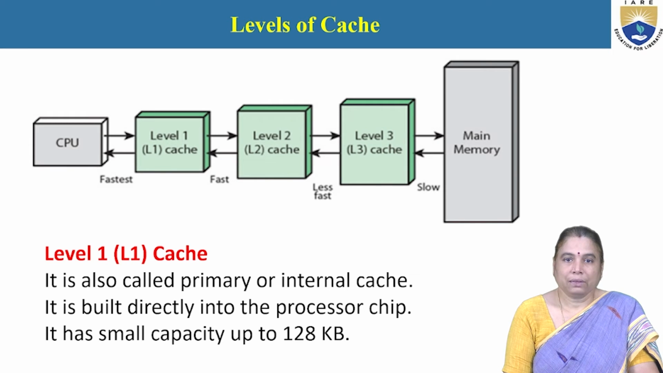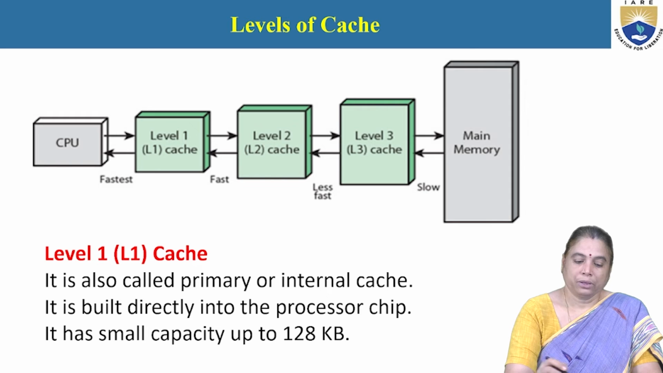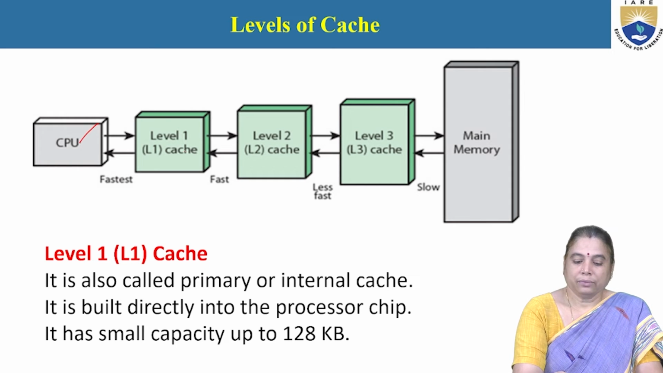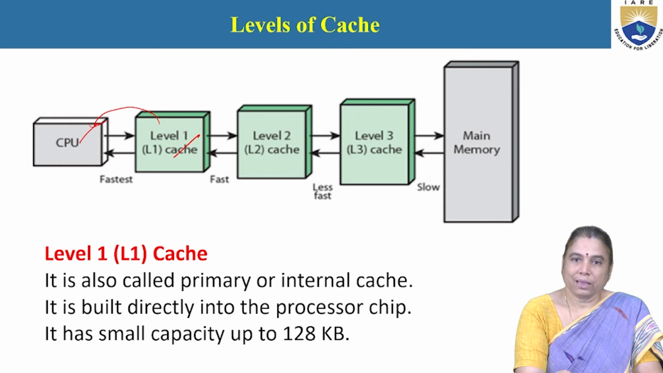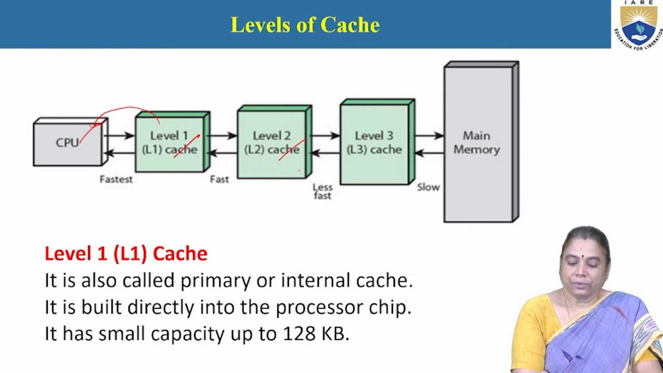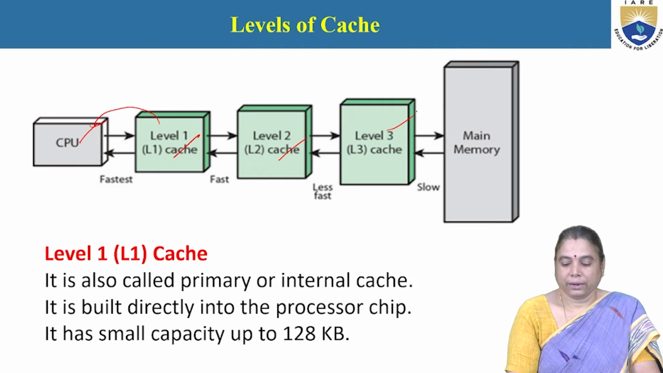So here three levels of cache can be established. This is the CPU and this is the L1 cache, which is very close to the CPU, and this is the fastest among the remaining caches. But the cost of this L1 cache is high. Next level is L2. L2 cache is in between the L1 and L3 cache, and this has somewhat less speed than the L1 but more speed than the L3. Next level is L3 cache.